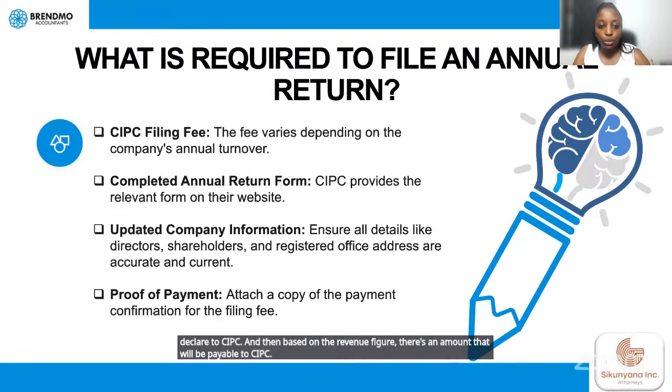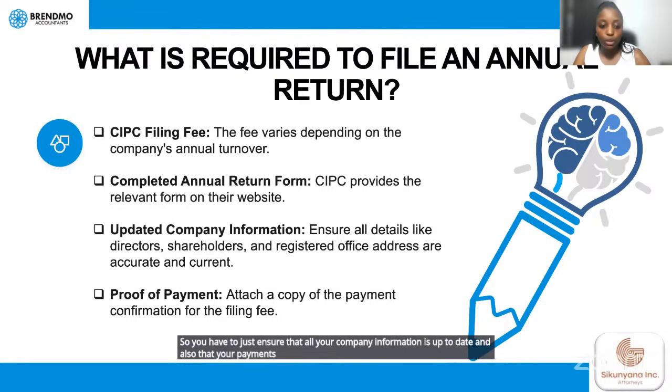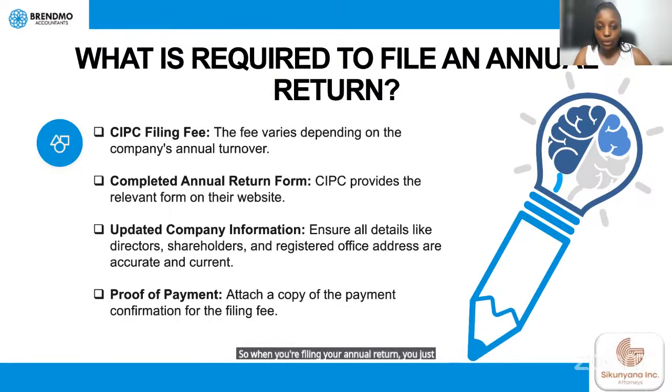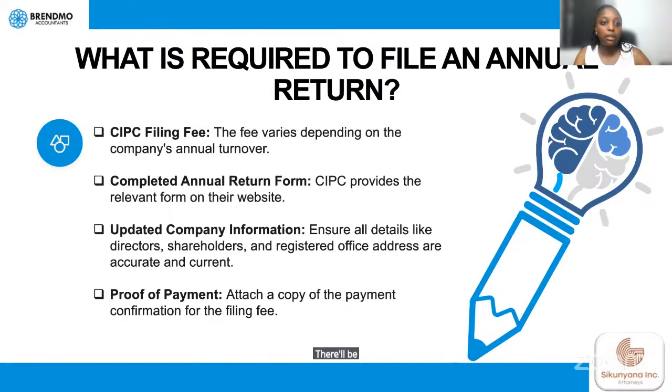So you have to ensure that all your company information is up to date, and also that your payments, if you're going to pay electronically or use your card, are all available, such that should anything go amiss, CIPC can verify. When you're filing your annual return, you need to ensure that your revenue is as accurate as possible, which means it's coming from your accounting records, and that all the fees payable to CIPC are covered. That means the customer code for your CIPC account would need to be loaded. Otherwise, if you're using an accountant, there'll be a different arrangement in that regard.